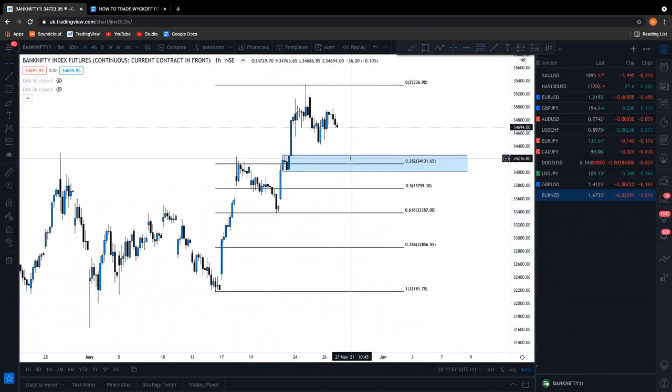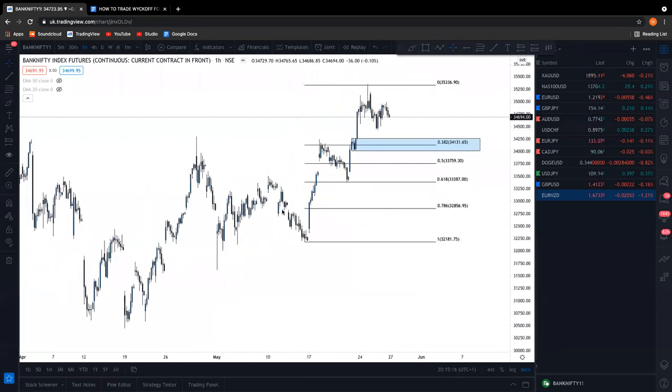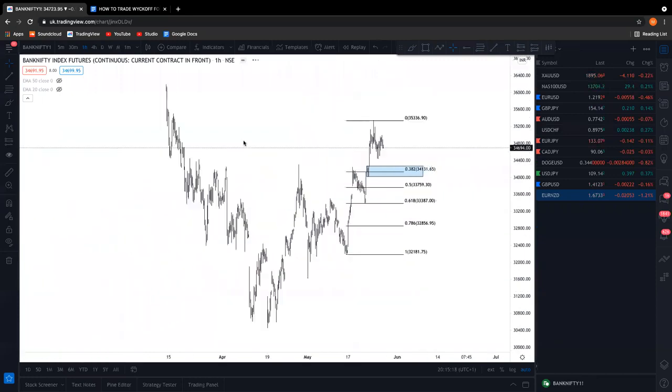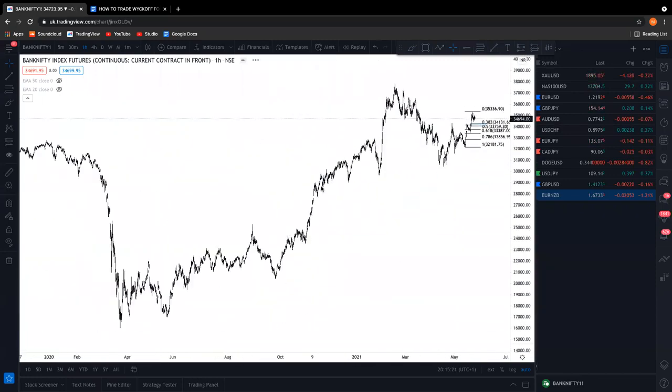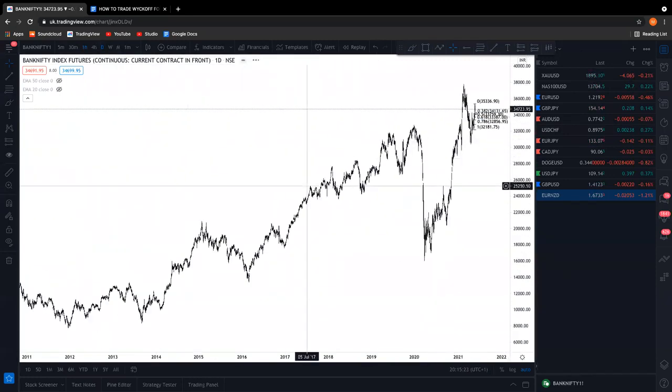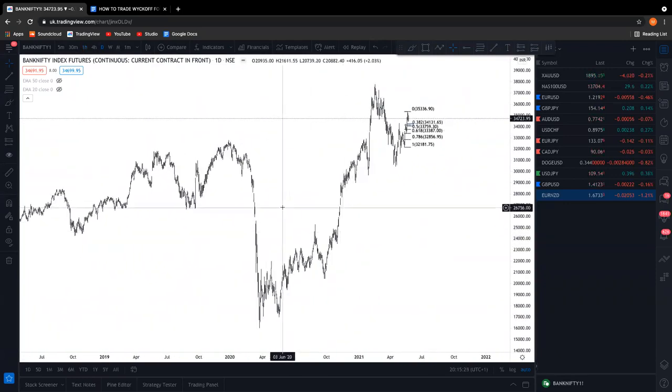So that could be a nice area that we look at to be entering setups from on Bank Nifty. I think you might be the only one that will be trading this chart, just because this chart is very, very choppy. It will work. Smart money concepts will work on this chart, but it's just going to be very, very, very choppy.